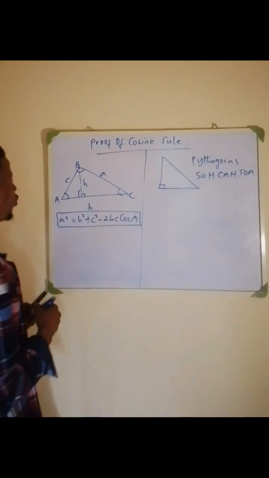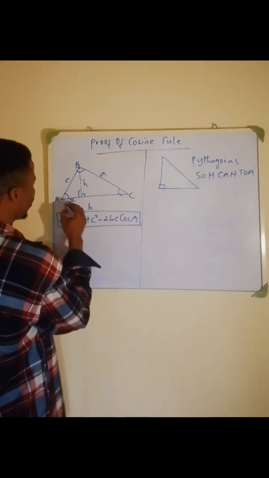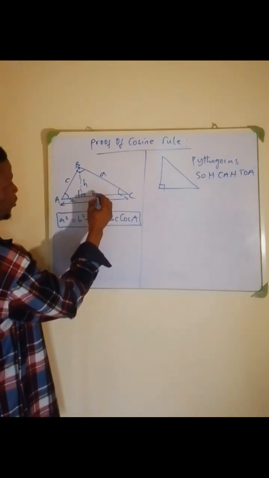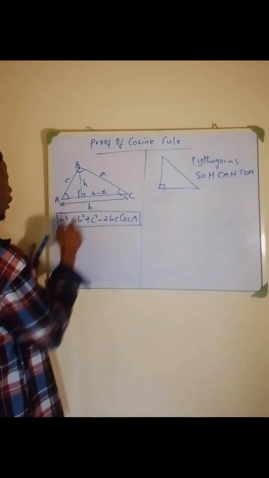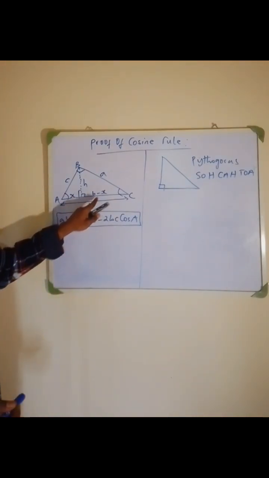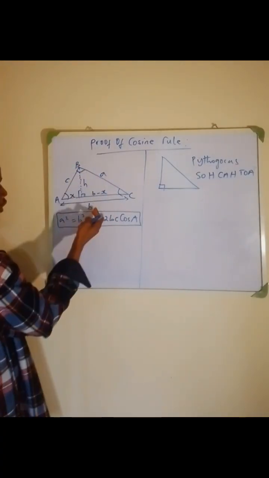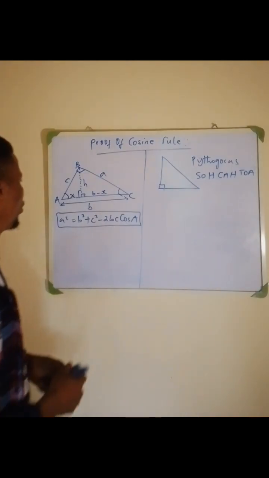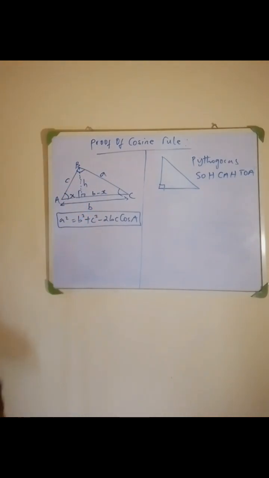Now if we consider this side to be x, what will this other side be? Remember, everything here is b, so this other side will be b minus x. If here is x, this will be b minus x, because b represents the whole side. This side is opposite to this other angle. Now, how can we prove this rule? We can use the Pythagoras rule to prove the cosine rule, and this is how we start.